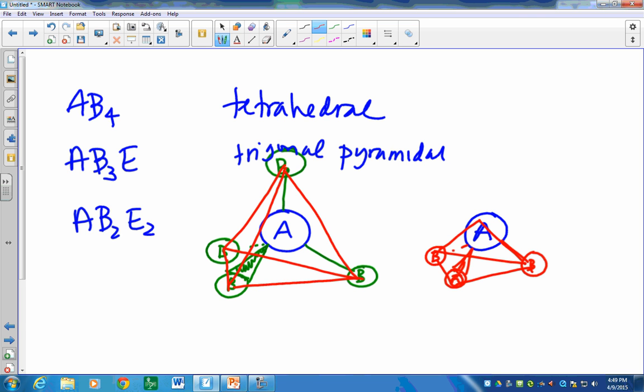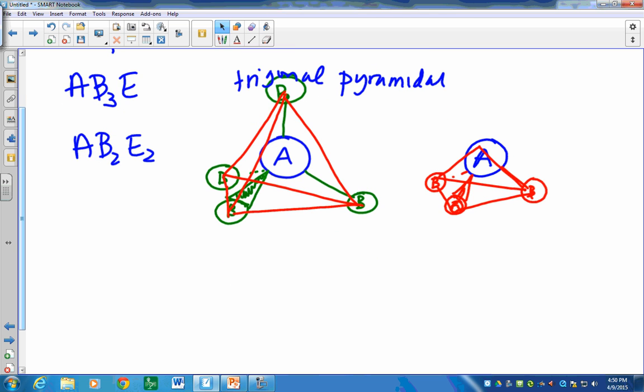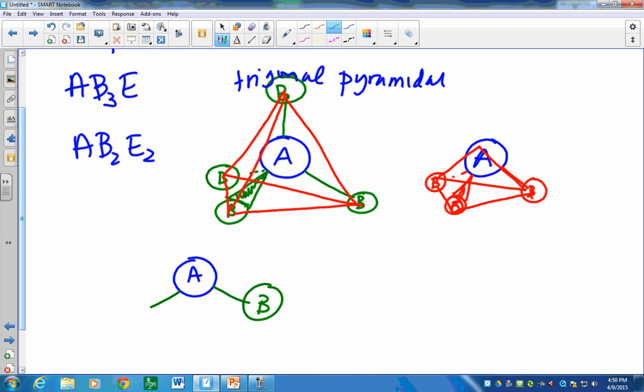But when you have AB2E2, what happens is you take off 2, so you just end up with this one and maybe this one, because you pulled 2 off. And that's why you just get an angle. When I was in grad school, they called these angular, but now they're called bent, which just means you can have 3 atoms in a line, or you can have 3 atoms in an angle, and so they call it bent.